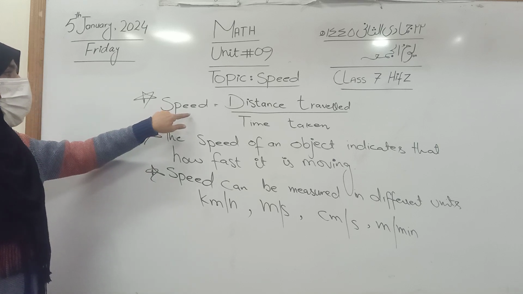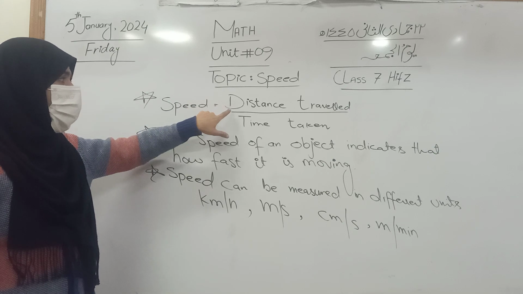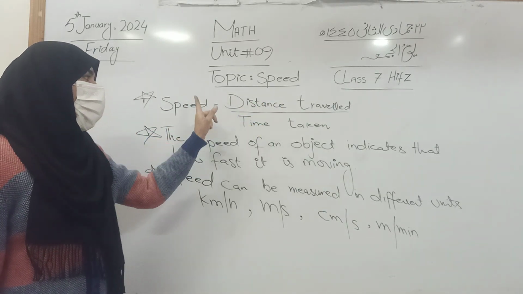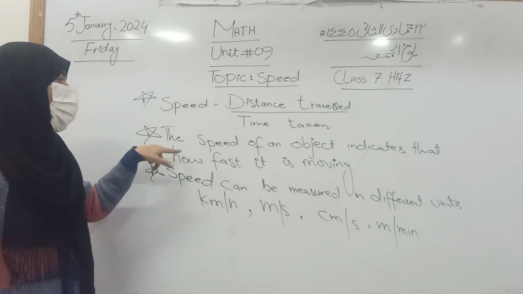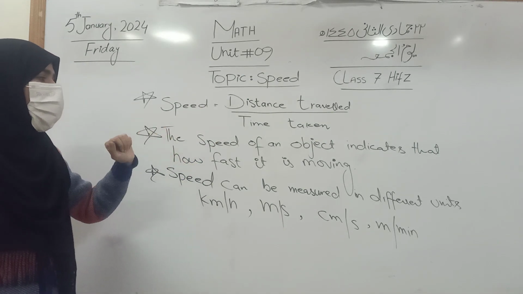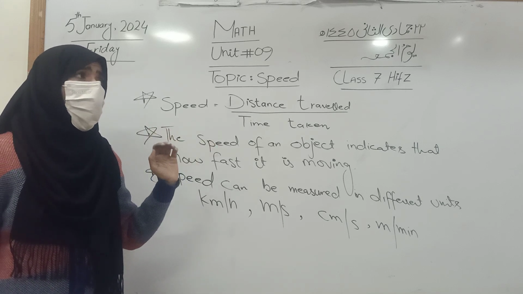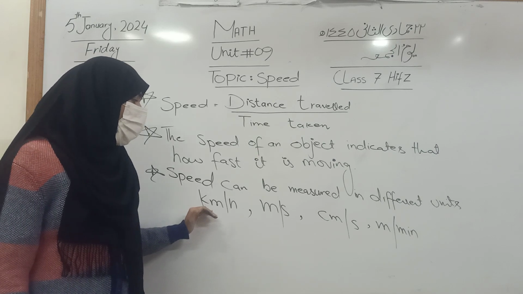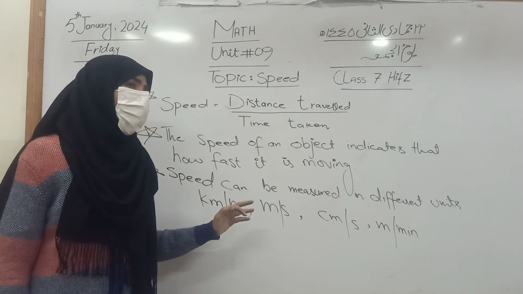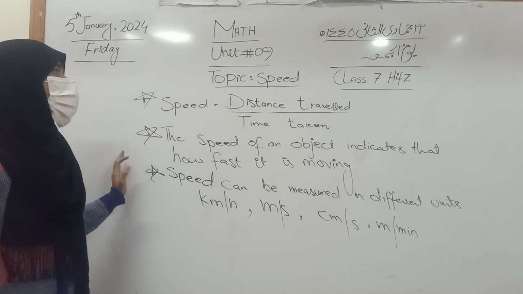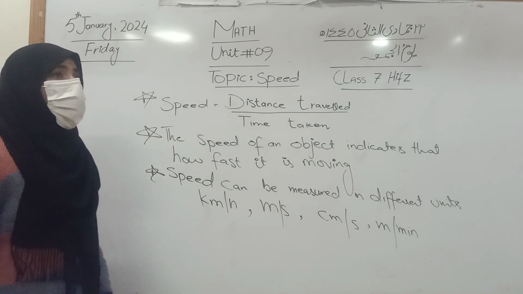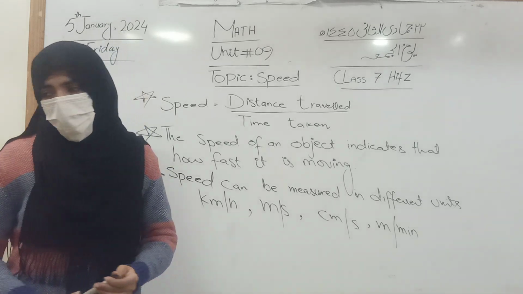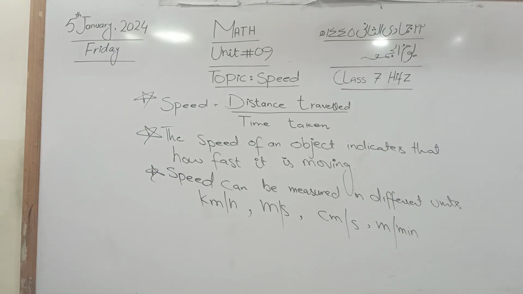I have told you that speed is the distance traveled by an object per unit time. The speed of an object indicates how fast it is moving. Speed can be measured in different units like kilometer per hour, meter per second, centimeter per second, and meter per minute. That is all about speed. Now, we can calculate the speed of different objects by solving some questions. Okay, class, now get ready for the solution.